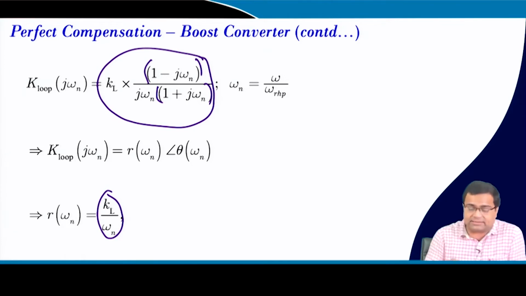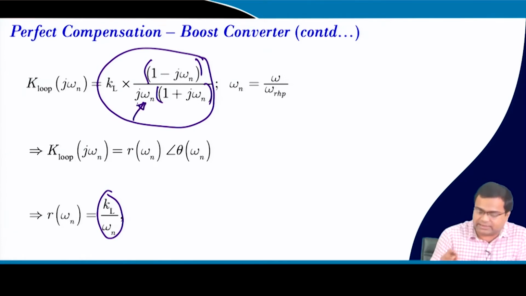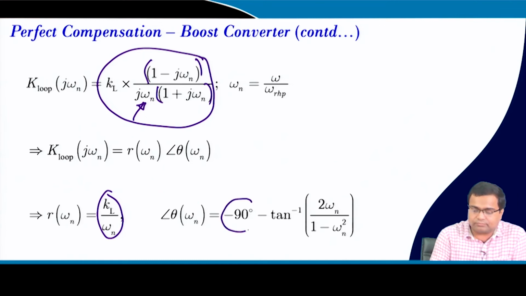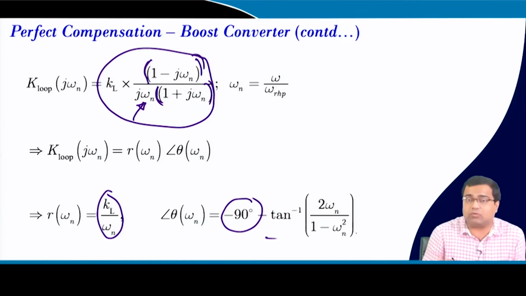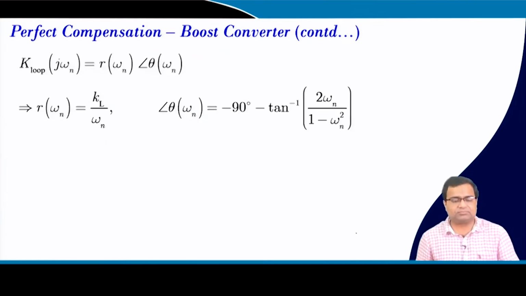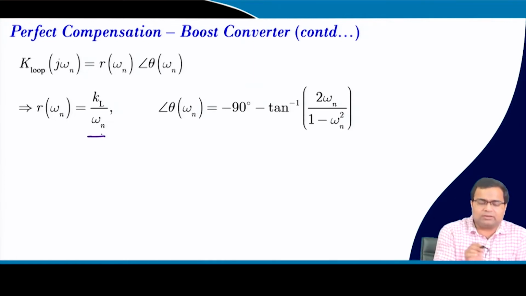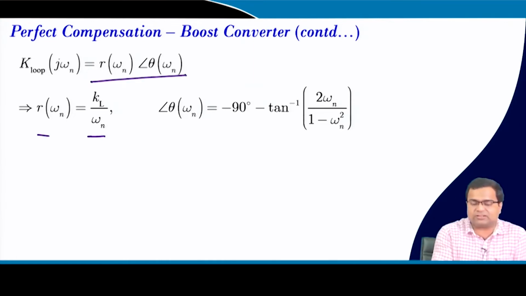But if you take the phase, the phase due to this will be minus 90 degrees, and the phase due to the ratio of these two will be simply minus tan inverse of twice omega n by 1 minus omega n square. So, that means we got the polar form of the loop transfer function.